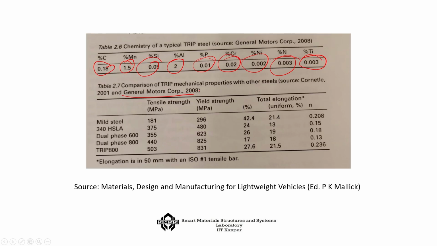Now, if you look at it, that is just a comparison of TRIP with respect to the dual phase or the mild steels. You look at the tensile strength, you can get 503, the yield strength is 831, that is enormous, and also if you look at the total elongation, the N factor is 0.236, that is quite good. It is not very high, but it is still quite good. I have taken this data from a book by Professor P.K. Mallick on lightweight vehicle design.